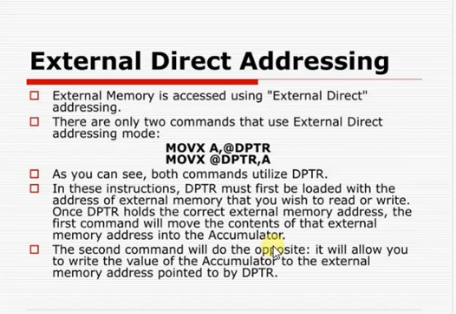The second command will do the opposite. The first one reads the data from external memory. The second one writes the data into external memory. The address is specified in the DPTR register. Based on the DPTR value, the data will be read or written.